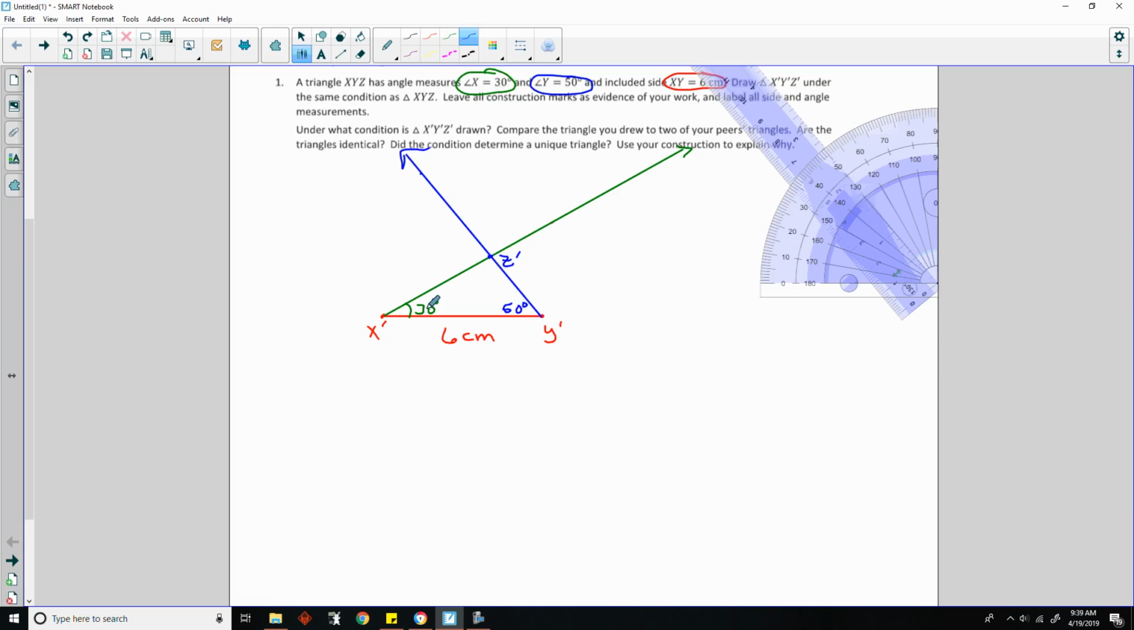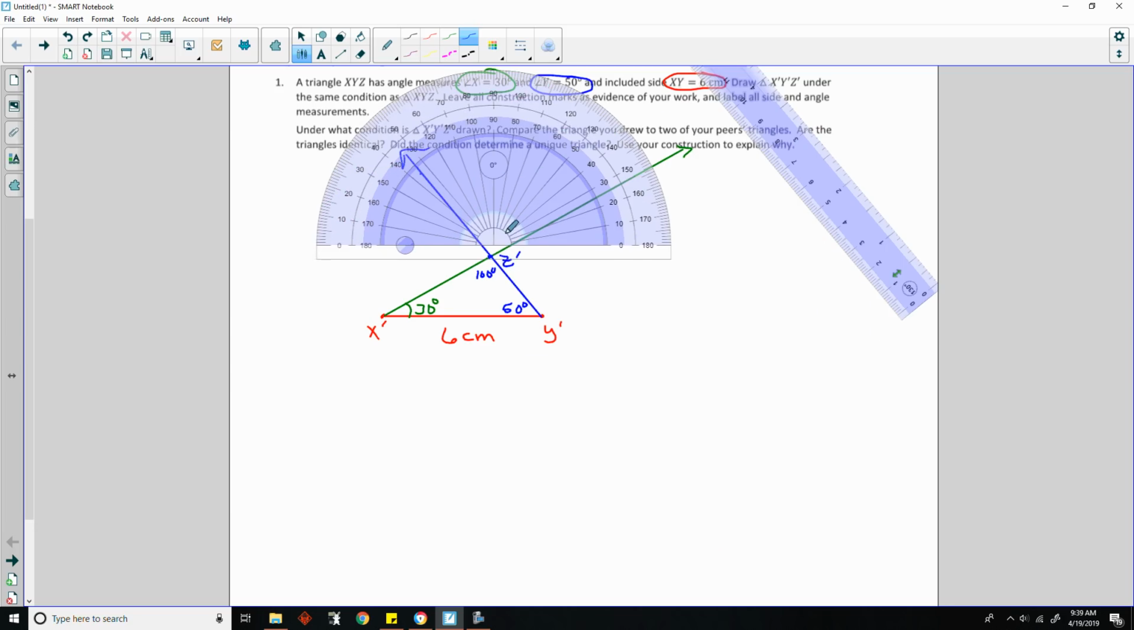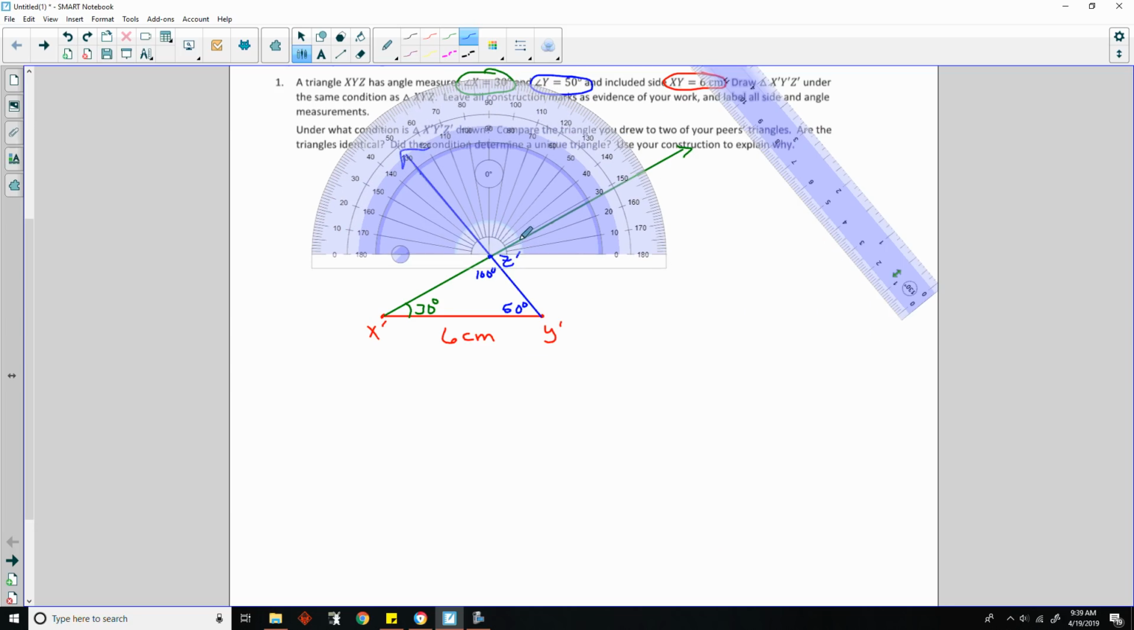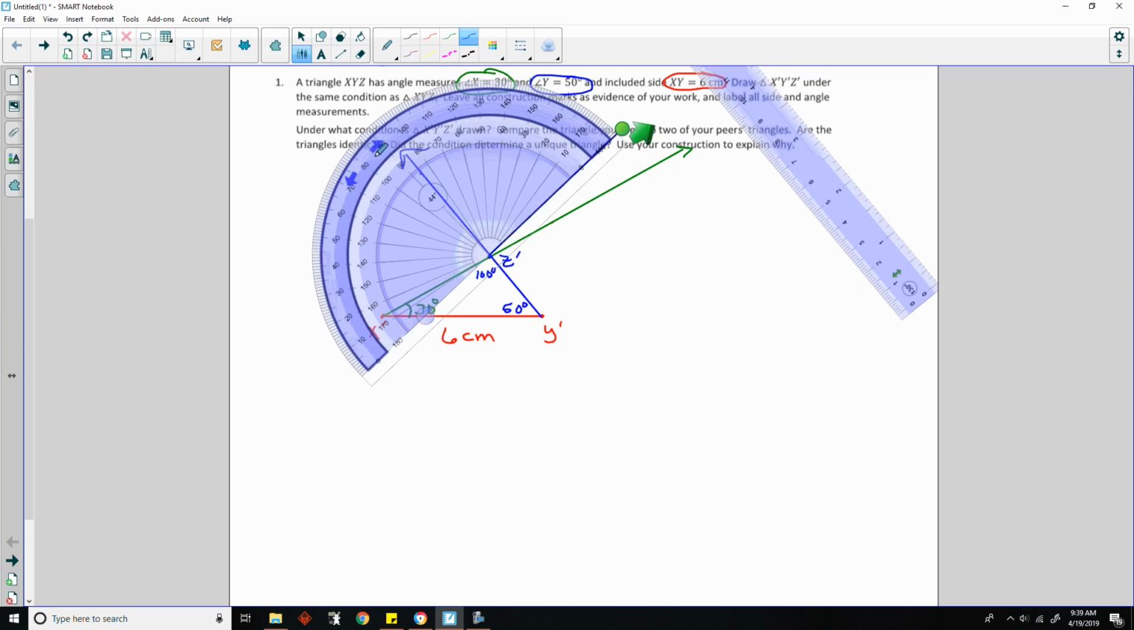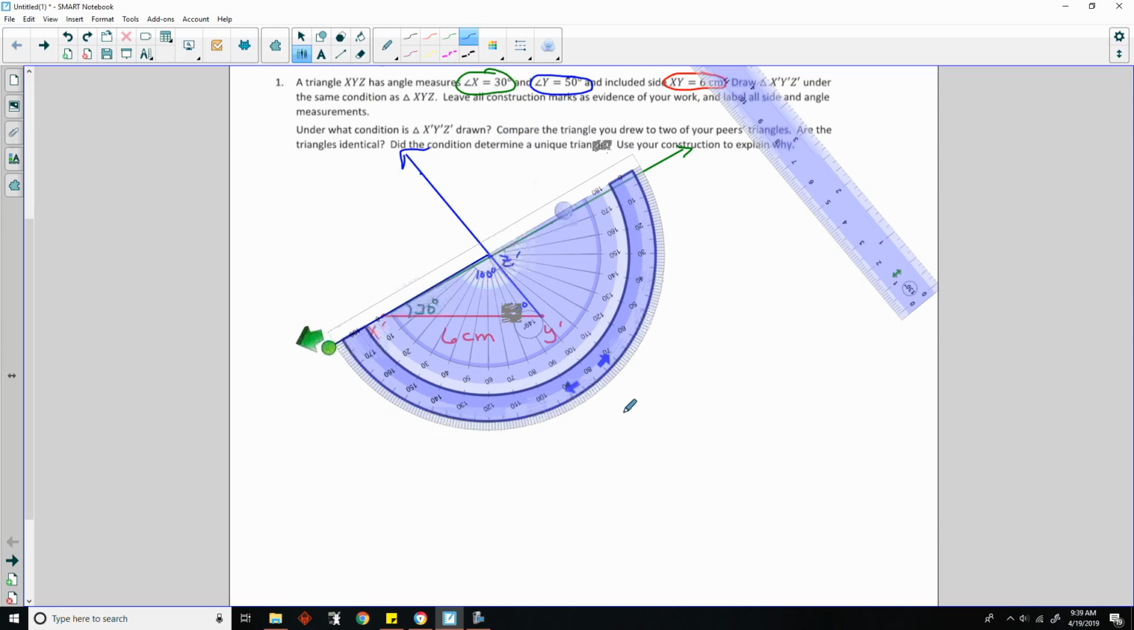So now that I have 30 degrees and 50 degrees, that adds up to 80. This must be 100 degrees. Now I can check it to verify. So you put your protractor right on the point, rotate the protractor so you are on one of the segments. I'll put it right on the green one.